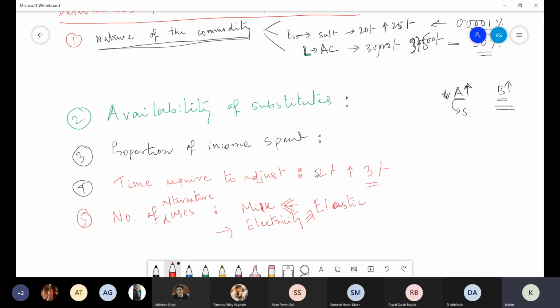Now, suppose the per unit price of electricity increases by 200-300%, what will happen? You will try to reduce consumption of electricity in those activities where it is possible. Suppose earlier you were less bothered about switching off your lights or fans or ACs. Then, just a minute.